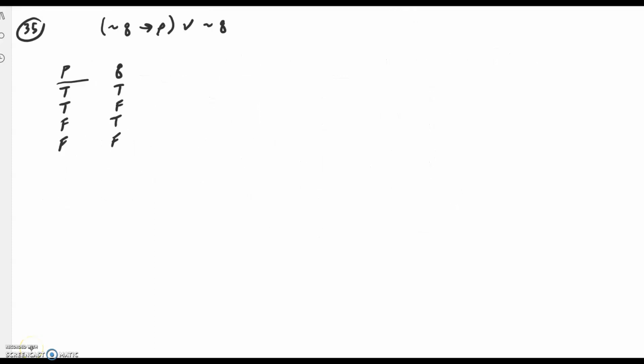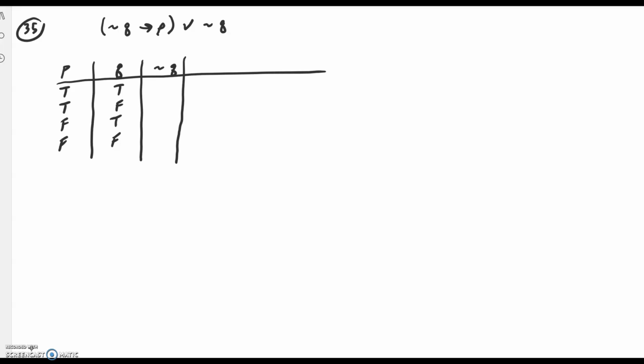Problem 35, we're asked if this compound statement is a tautology, a self-contradiction, or neither. And so we're going to set up a truth table and see what it tells us. Thankfully, there's no R, it's just P and Q, so we start out this way, always alphabetical order, true, true, false, false, true, false, etc. But it looks like we need a negation of Q, so let's put it in. Even though it's simple, I wouldn't skip that if I were you.